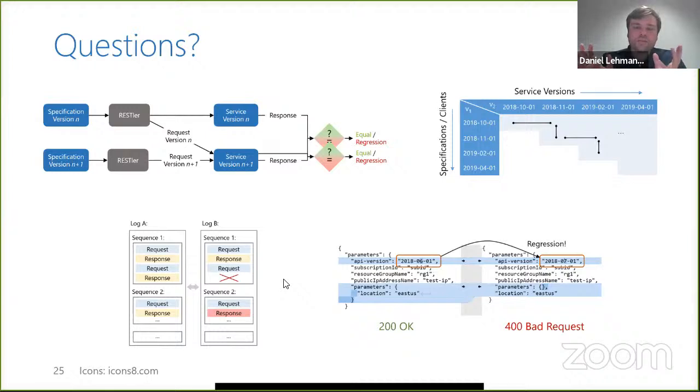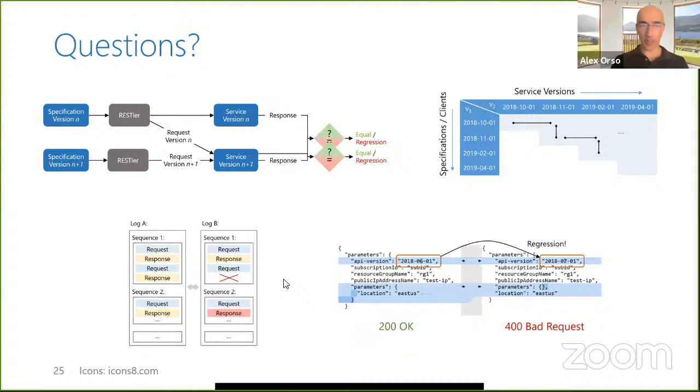And then this comparison is not symmetric, so it matters whether you have the old log or the new log on the left. The reason is that it's always okay if a 400 bad request response gets turned into a 200 okay response, but the other way is not okay. I hope that answered your question; if not, we can follow up later, or maybe have a look at the paper together.